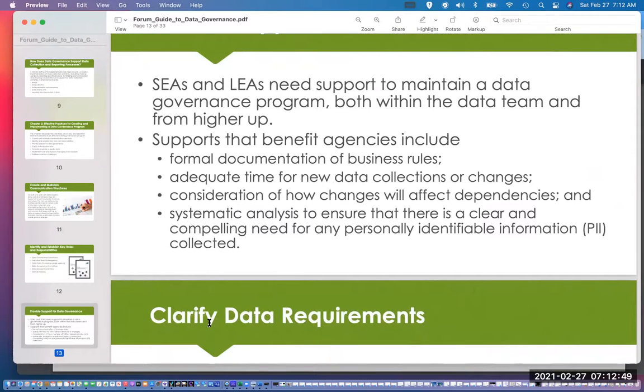Provide support for data governance. Seasoned leads need support to maintain a data governance program, both within the data team and from higher up. Supports that benefit agencies include formal documentation of business rules, adequate time for new data collections or changes, consideration of how changes will affect dependencies, and systematic analysis to ensure that there is a clear and compelling need for any personally identifiable information, PII, collected.